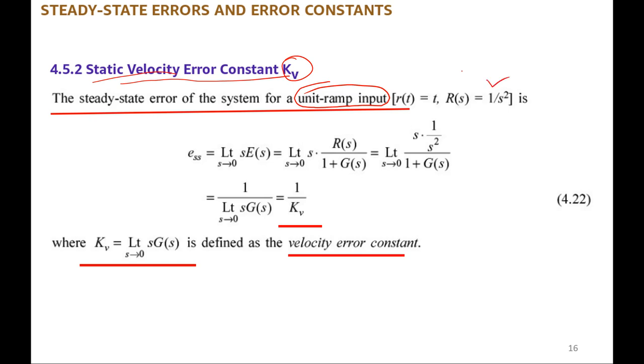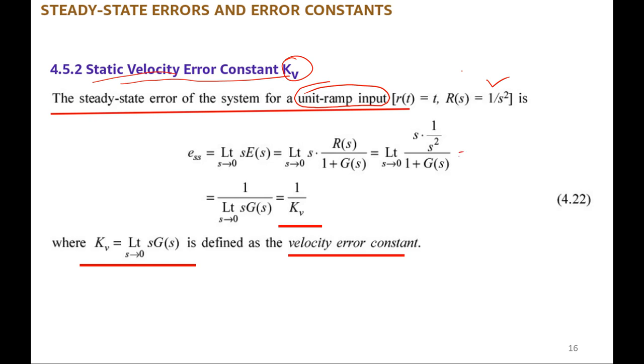We'll find the steady state error by making use of the final value theorem. ESS is equal to limit s tending to 0 of s into E of s. This we know, right? So s into what is E of s? R of s divided by 1 plus G of s. Then what is R of s? It is 1 by s square. Substitute here. So s will get cancelled, and I will be getting 1 by s.